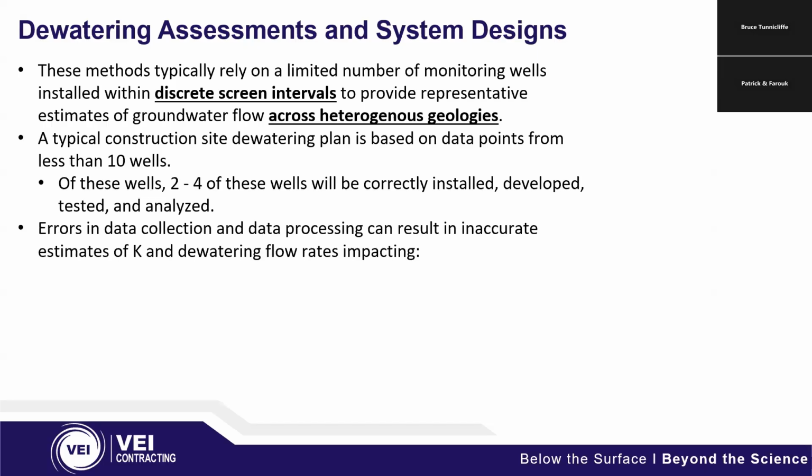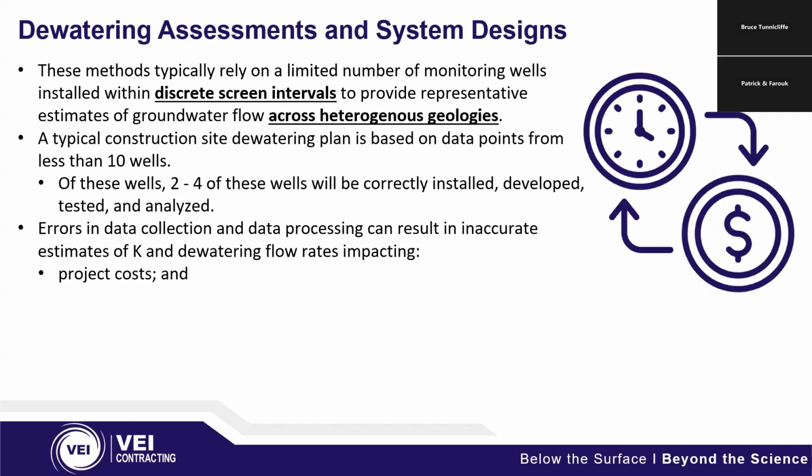We're humans here, we make errors. You can't avoid that aspect of it. But data collection, human error from data collection, data processing, it can result in inaccurate estimates of K, and that in turn impacts the dewatering flow rates in the sense that it boils down to additional project costs or variability in project costs and/or delays or changes in timelines when you think about approvals and the implementation. The idea here is time is money and money is time. These numbers matter.